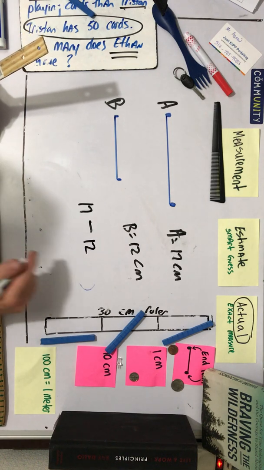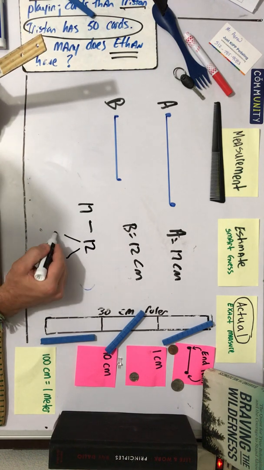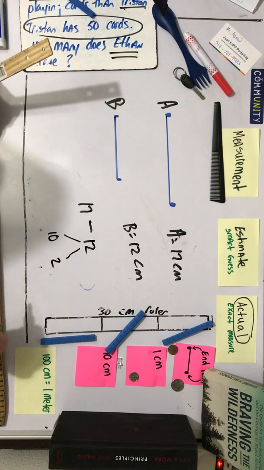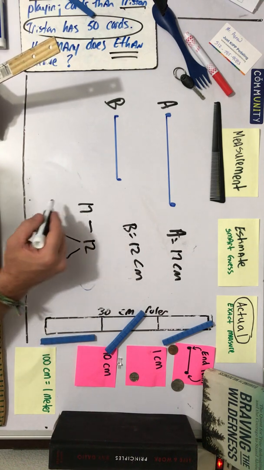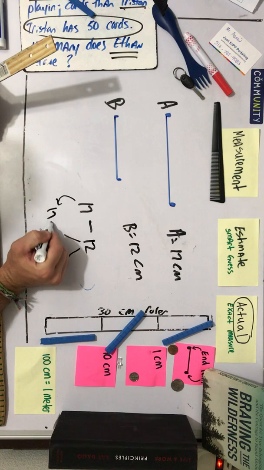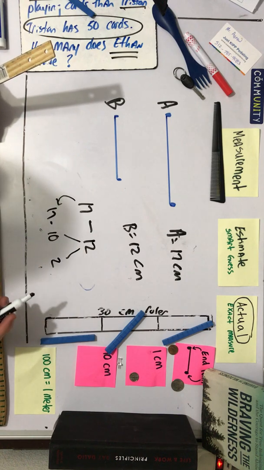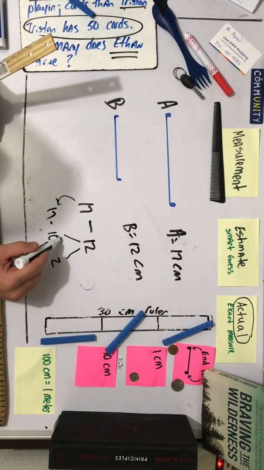Okay, we can break this up if we need to also. Let's pull 10 out, 2 out. Okay, 17 minus 10. 17 minus 10.